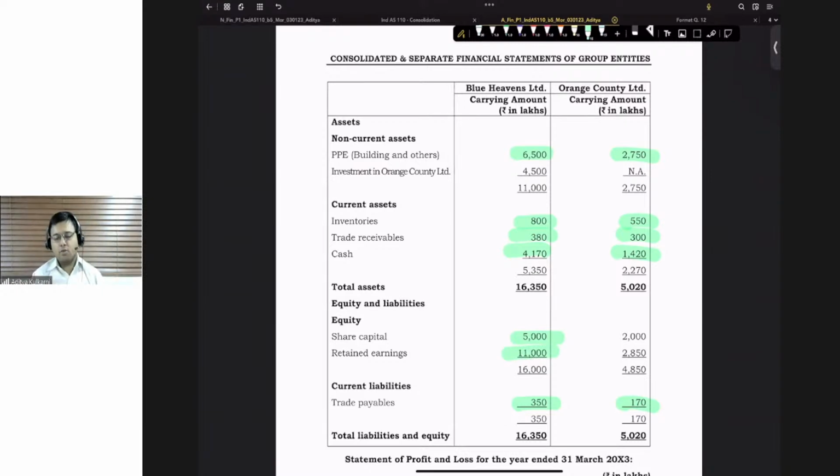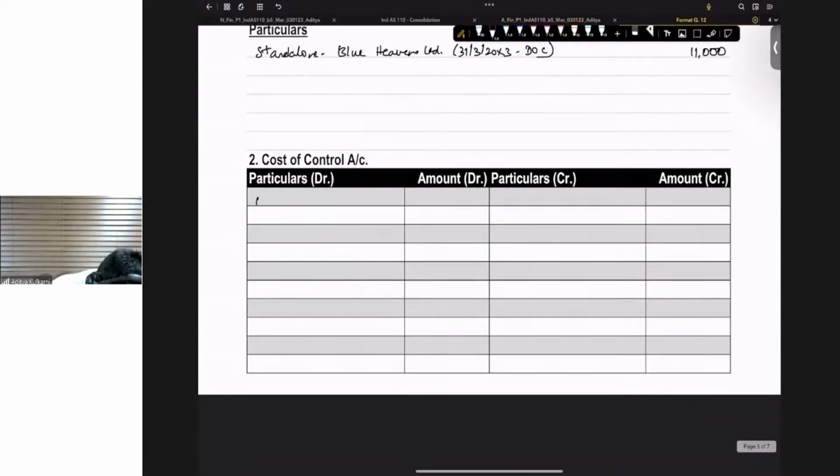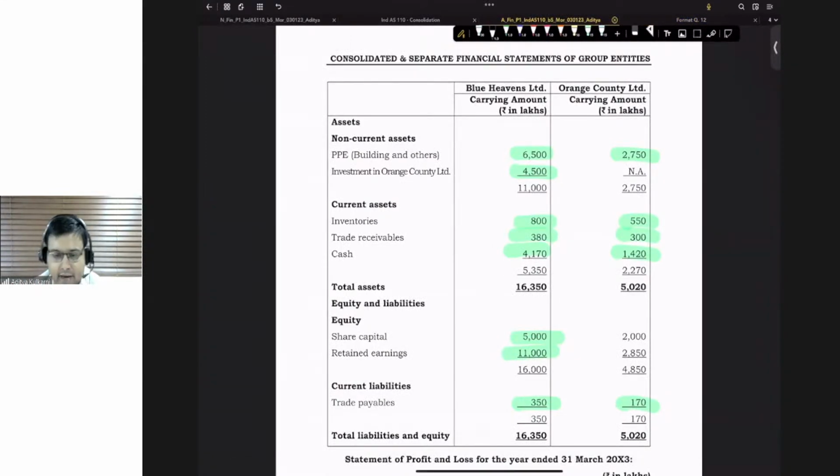So now we are left with only two items. One is investment and the other is the share capital and retained earnings of Orange County, which we are now going to give effect to. So first thing is eliminate the investment in the cost of control account. So that is done. Then all the items in Blue Heavens are taken care of. So to investment in Orange County Limited, 4,500. So with that, all my items of the parent are considered.